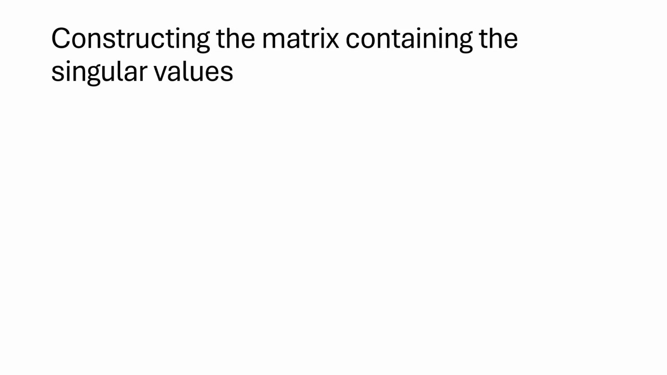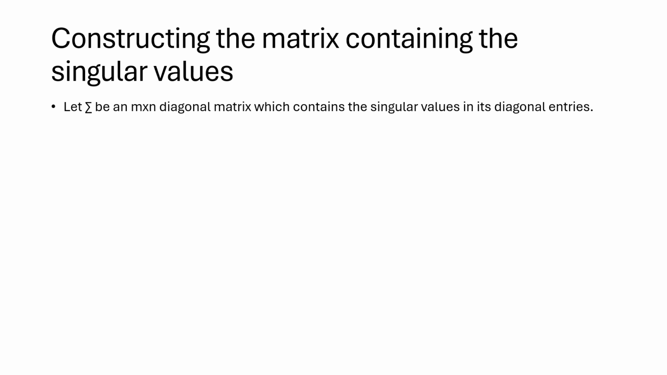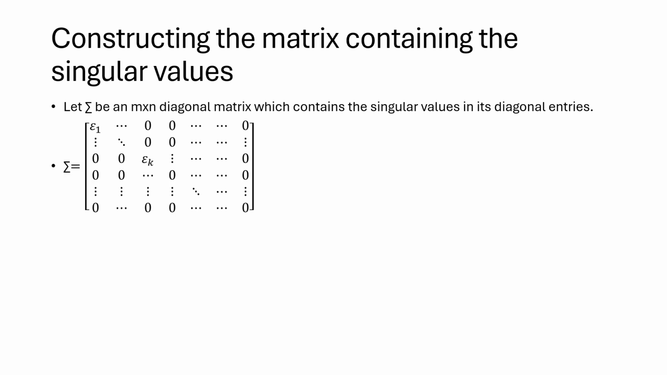Now, let's get to the part where we actually construct the decomposition. Let sigma be an m by n diagonal matrix which contains the singular values in its diagonal entries. So sigma should look something like this, where in its diagonal we have the corresponding singular values, and across the diagonal, the value of the singular values actually decreases. All right, so note that.